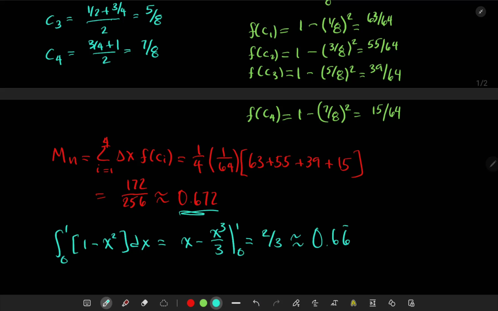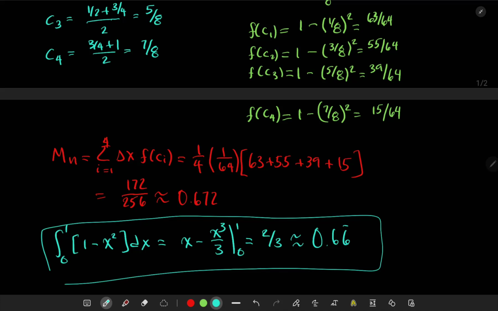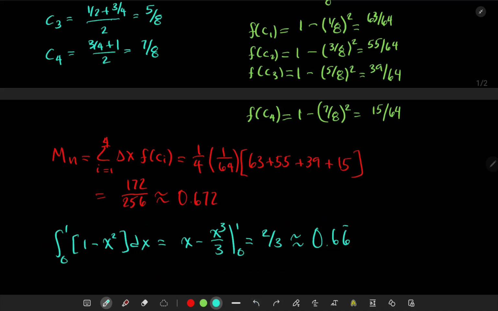Of course, you say, well, this took you 2 seconds to do versus the one above. But remember, I'm talking about whenever you cannot find an antiderivative, so you cannot use the fundamental theorem of calculus to solve it. So I'm going to show you how you put it in the computer. I'm going to show you how to do it with Excel.